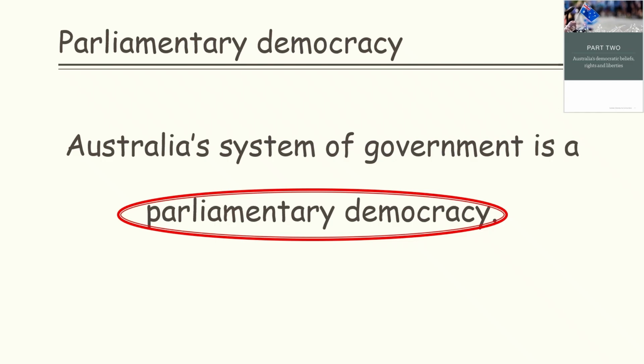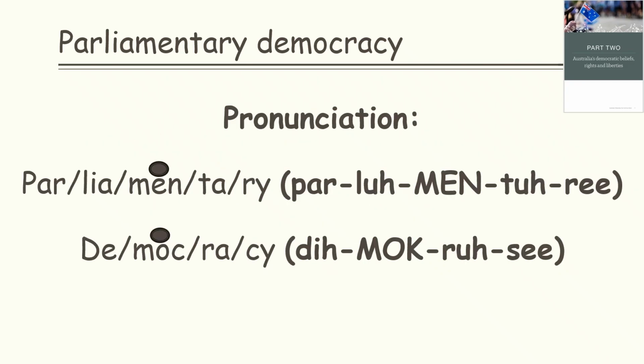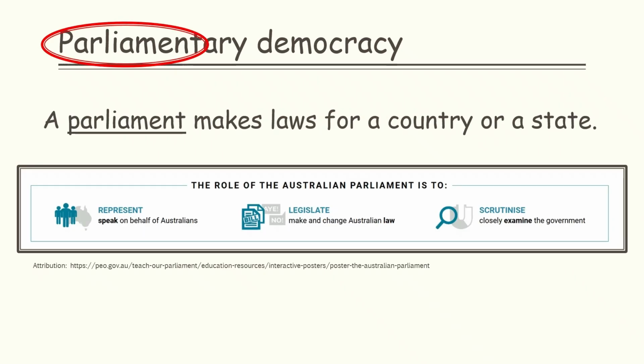Australia's system of government is a parliamentary democracy. The pronunciation can be a bit tricky. Parliamentary has 5 syllables. Let's say it together. Parliamentary. Democracy has 4 syllables. Democracy. Now that we can say parliamentary democracy, what does it mean?